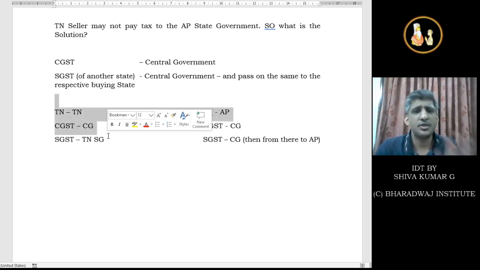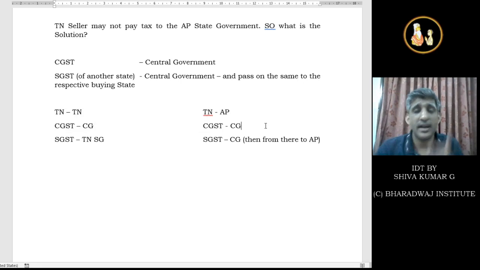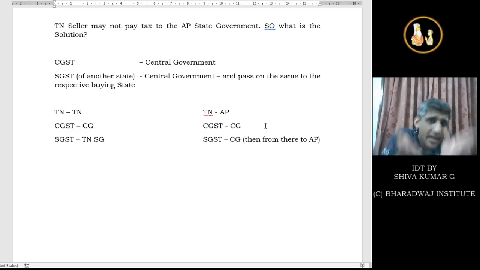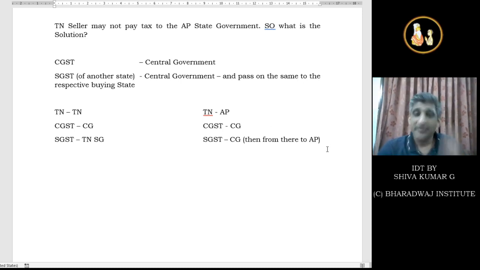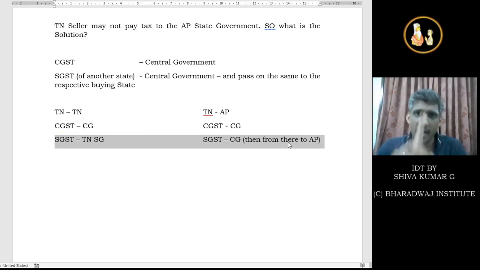Okay. Left hand side is very clear. Tamil Nadu to Tamil Nadu, CGST to central government, SGST to Tamil Nadu government. Tamil Nadu to Andhra, CGST to central government, SGST also I am required to pay to central government, which means both C and S, I am going to pay to the central government. Okay, which means what? When I am paying both the tax to central government, this creates a confusion. Both tax is now called as SGST, but one tax I am paying to my state government, another tax I am paying to central government. One name I cannot have two taxes paying to two different people.